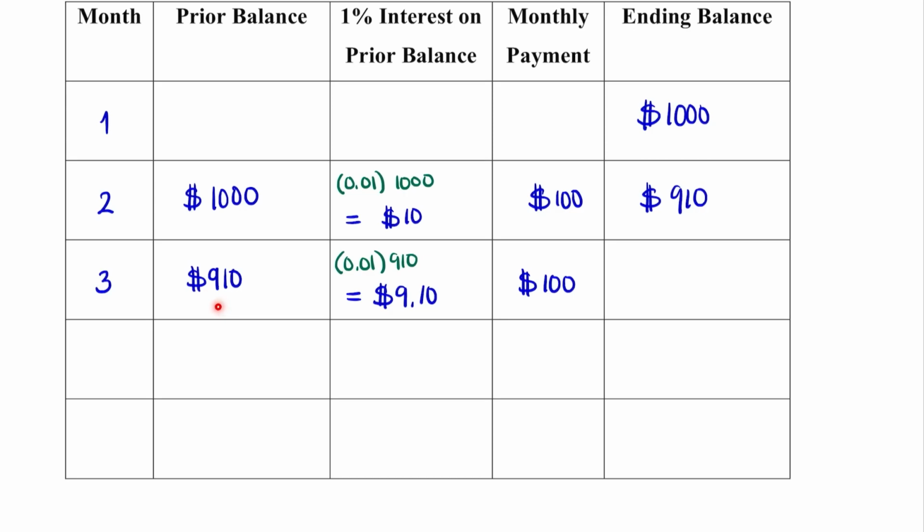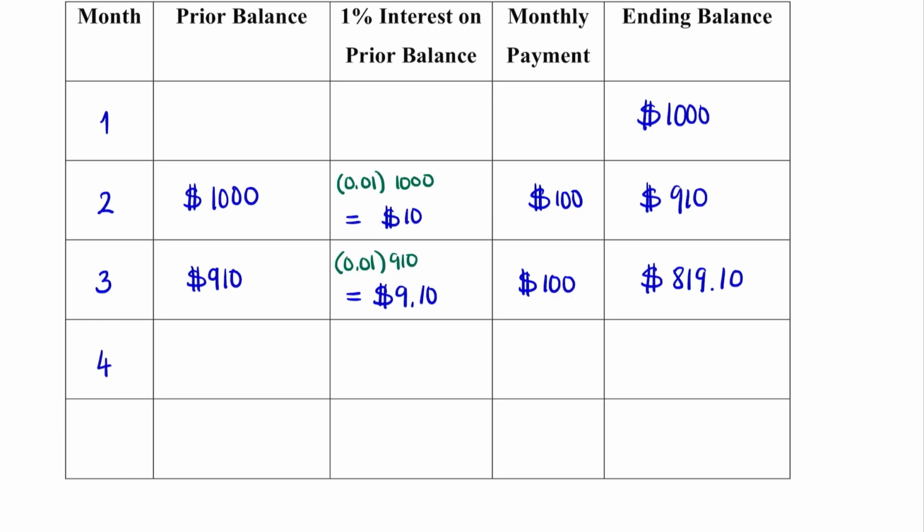Starting on the third month, I owe them $910. And the interest that I have to pay them on this $910 is $9.10. At the end of the month, I make a payment of $100. So my ending balance is 910 plus $9.10 subtract 100. I get $819.10.